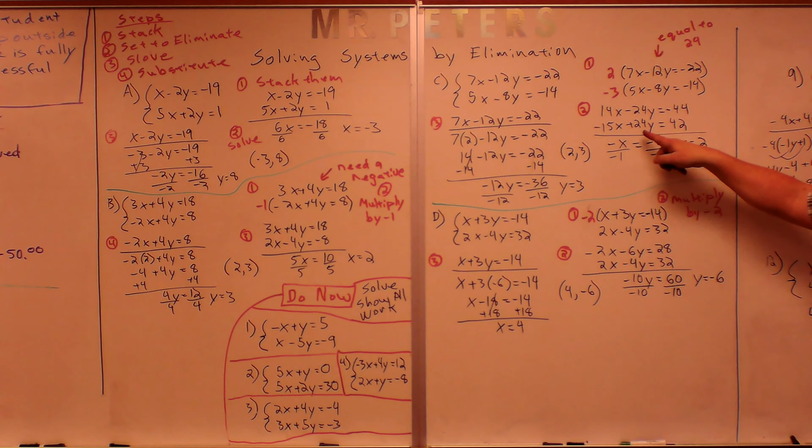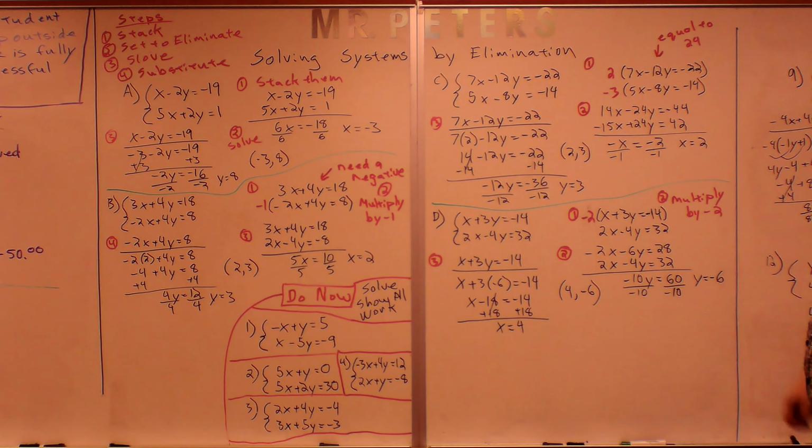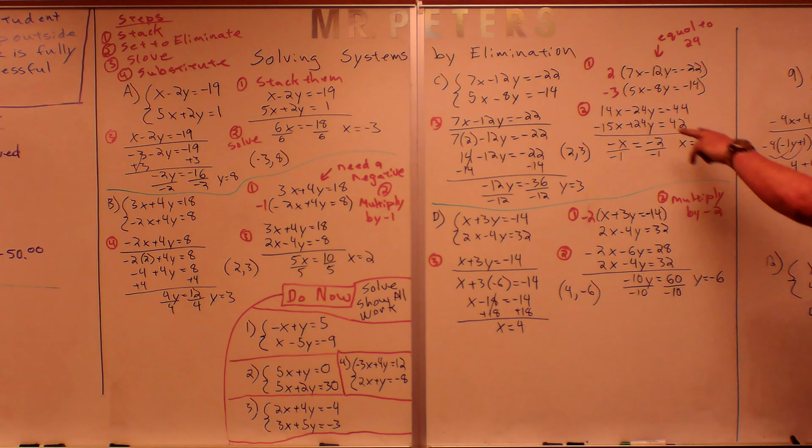Negative 3 times negative 8. There's that positive 24 we need. Negative 3 times negative 14, 42. That's positive. So now we have it stacked on top of each other. We can go ahead and solve them.